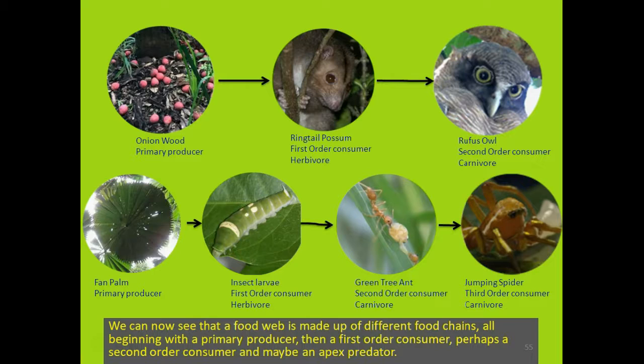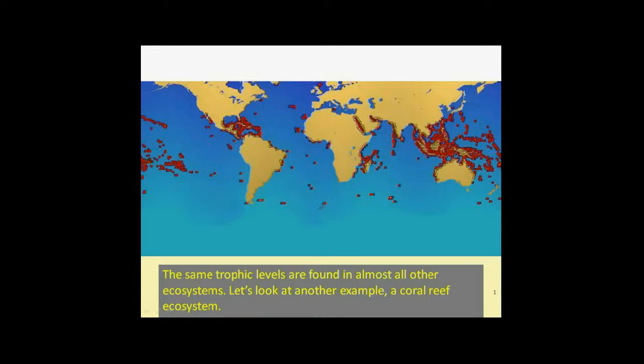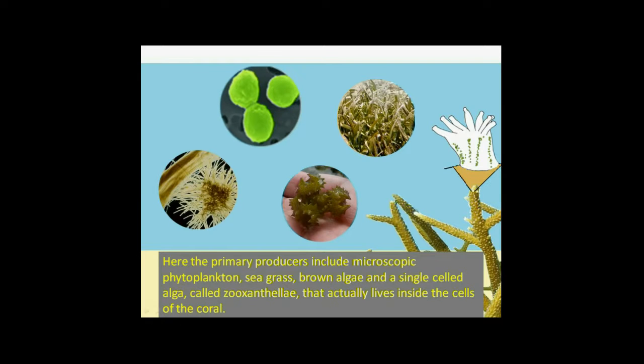We can now see that a food web is made up of different food chains, all beginning with a primary producer, then a first-order consumer, perhaps a second-order consumer, and maybe an apex predator. The same trophic levels are found in almost all other ecosystems. Let's look at another example, a coral reef ecosystem. Here, the primary producers include microscopic phytoplankton, seagrass, brown algae, and a single-cell alga called zooxanthella that actually lives inside the cells of the coral.